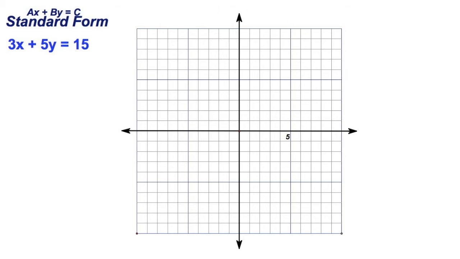Ax plus By equals C. And it's written where A, B, and C are whole numbers. So, another mistake, integers. They could be negative.